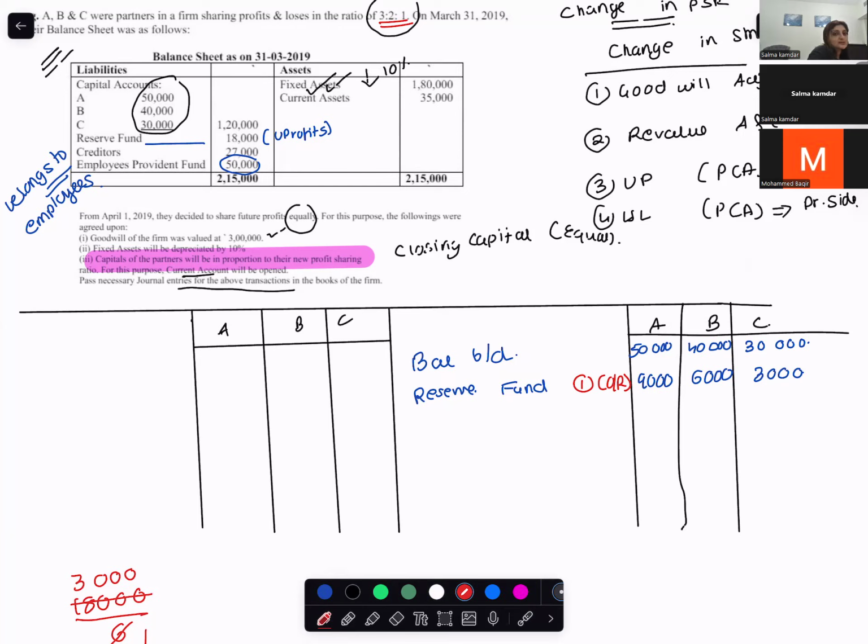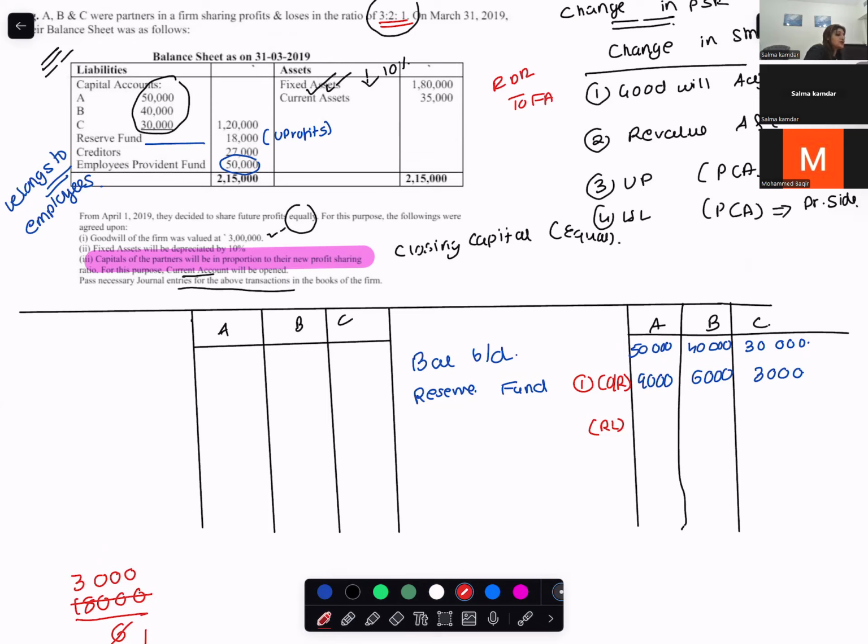Revaluation profit or loss? Loss. Revaluation loss will come over here. What will be the journal entry for this? Journal entry will be revaluation account to fixed assets account and then to partners capital account. So revaluation account debit. No, wait, that's wrong. Say the journal entry, please. Revaluation account debit to fixed assets account. That's one journal entry. And then partners capital account to revaluation account.